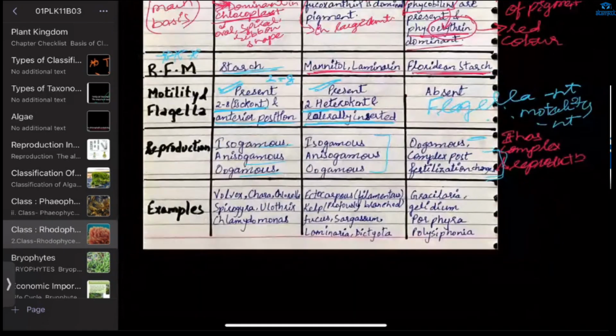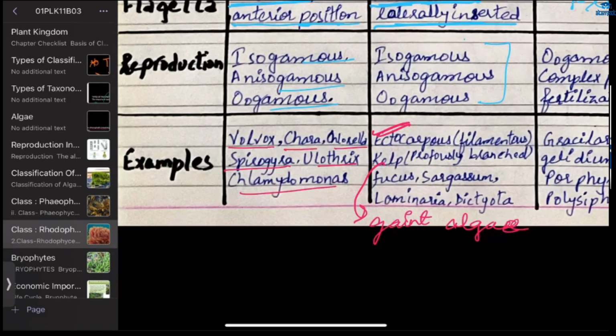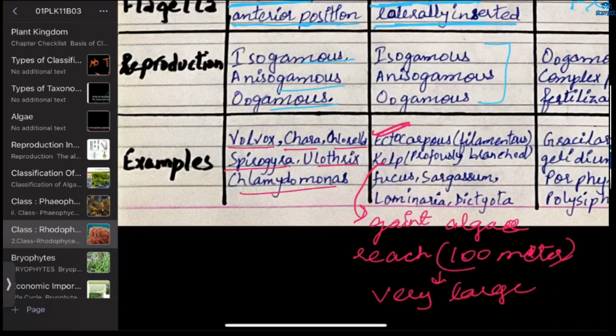Okay, now examples are Volvox, Chara, Chlorella, Spirogyra, Ulothrix, Chlamydomonas. So all the examples are important and ये अब आगे कहीं ना कहीं किसी ना किसी चैप्टर में मिलते चले जाएंगे. So you have to remember each and every example. Ectocarpus, ये filamentous है. Kelp is also called giant algae. क्यों? क्योंकि this algae can reach 100 meters also. Height इनका 100 meters में भी पहुंच सकता है. Means they are very large. इनको हम लोग kelps भी बोलते हैं.